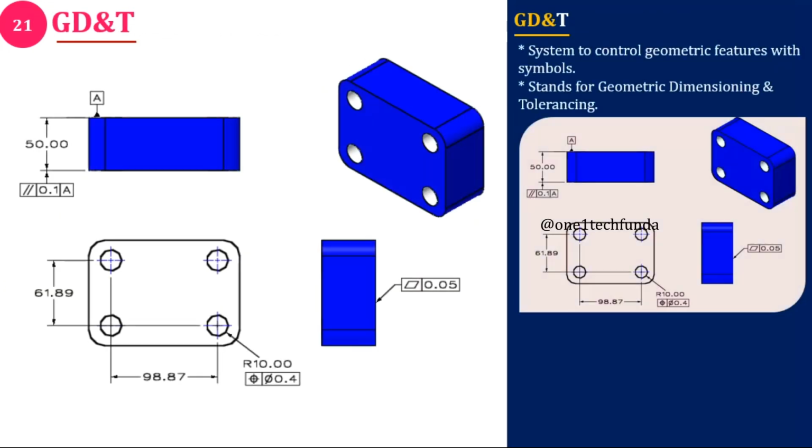GD&T, Geometric Dimensioning and Tolerancing. GD&T is a symbolic language used to precisely define part features. It controls shape, orientation, position, and runout with standard symbols. It reduces ambiguity and improves interchangeability in mass production. Almost every modern industry relies on GD&T for quality assurance.